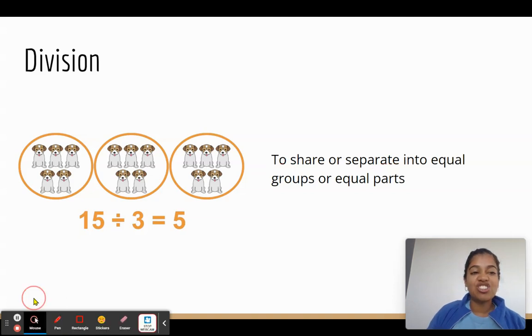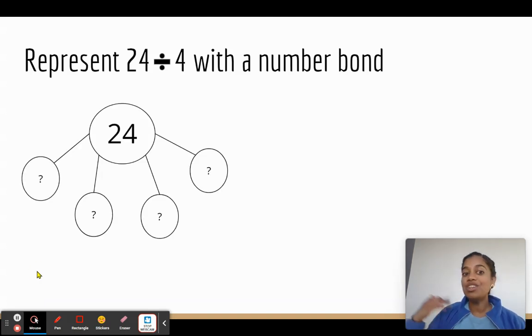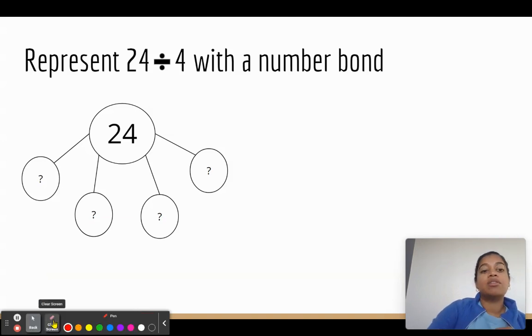All right, let's go ahead and get started with this first problem. So we're going to represent 24 divided by 4 with a number bond. So here is my number bond. How I will represent this is my total 24 is going to go into the middle. And we are dividing 24 into 4 groups. So I drew 4 groups coming from 24.